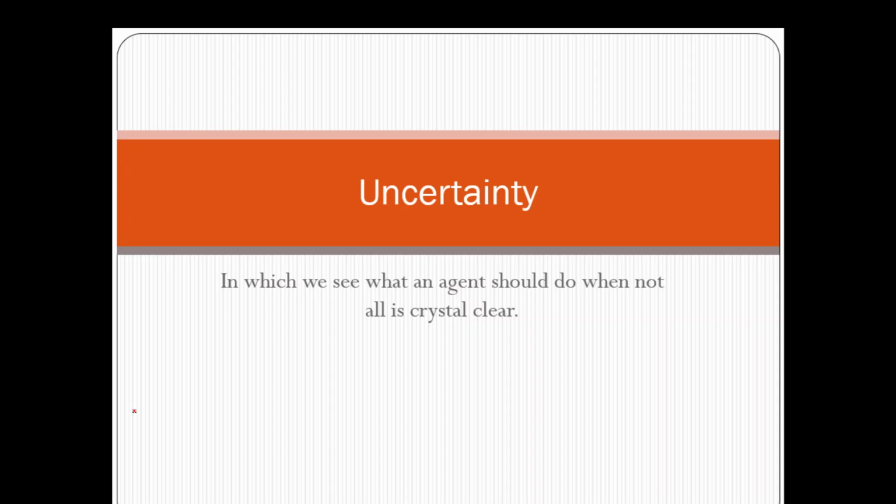Welcome. The topic we'll be discussing in this lecture is uncertainty. So we'll be discussing a brief introduction to how an agent should behave in an uncertain environment, in which we see what an agent should do when not all is crystal clear. The agent is unable to make a precise decision, then in such a situation, what it is supposed to do. That is what we are going to discuss.